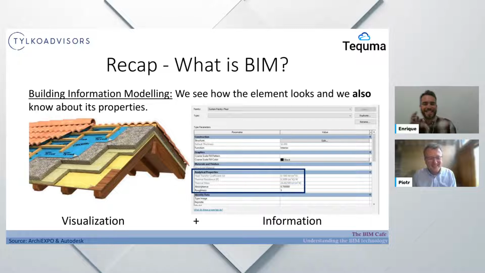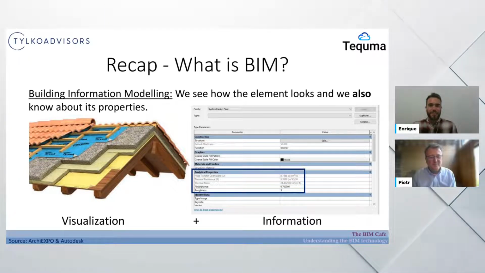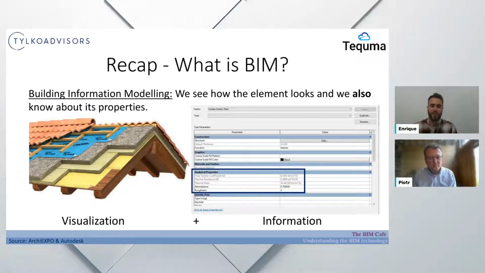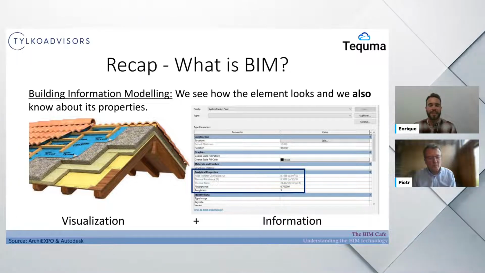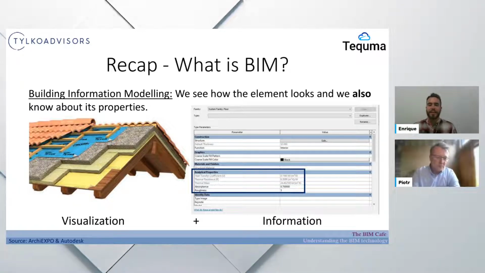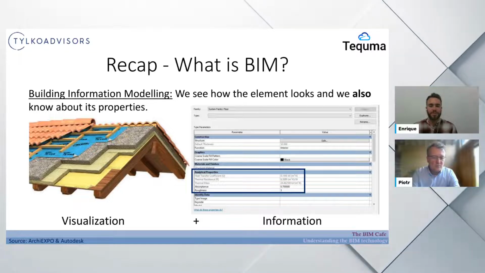So as I said, let's recap a couple of slides saying what we saw last time. What is BIM? Building Information Modeling. And the concept I keep repeating: the visualization and the information all together. We see how the product, the model, the concept, the idea looks, and also the data inside. So it's a combination of both elements in one unique file, in one unique concept. We are not managing visuals and technical data or product data in a different way. We are talking about one unique global concept.